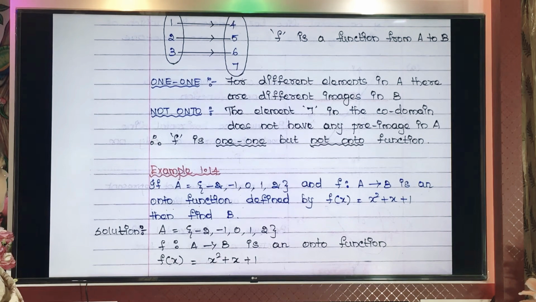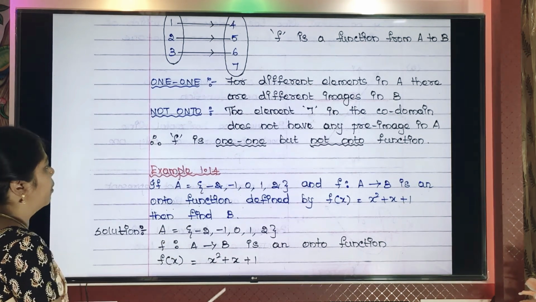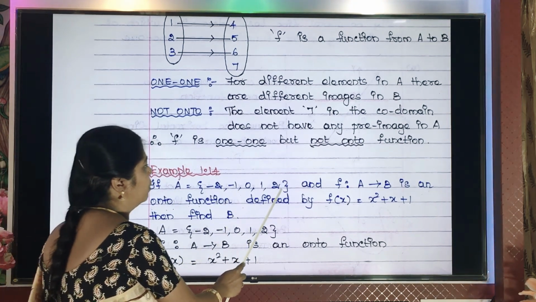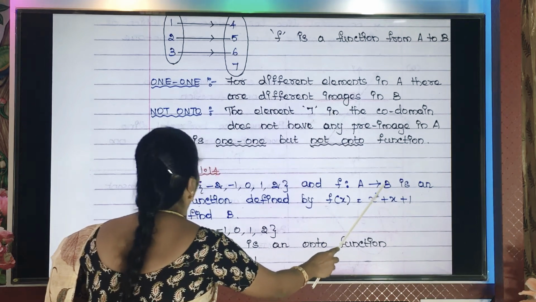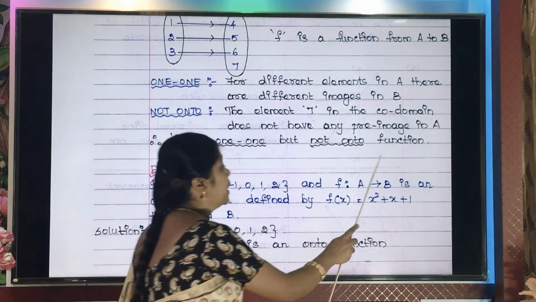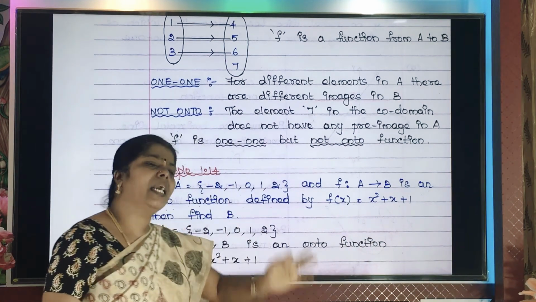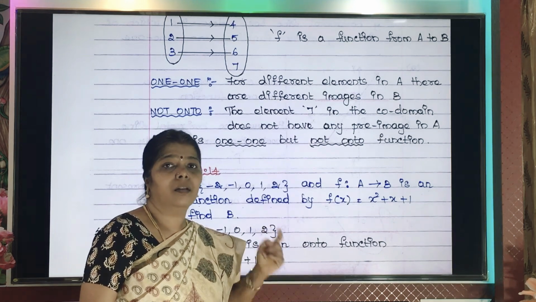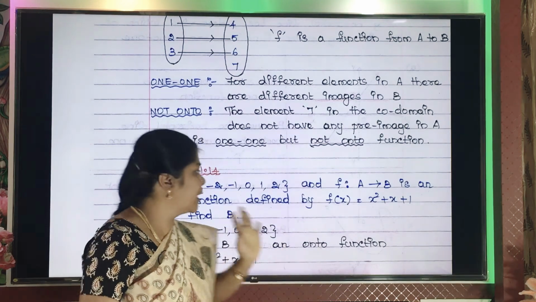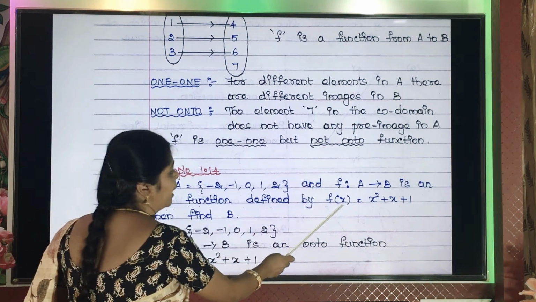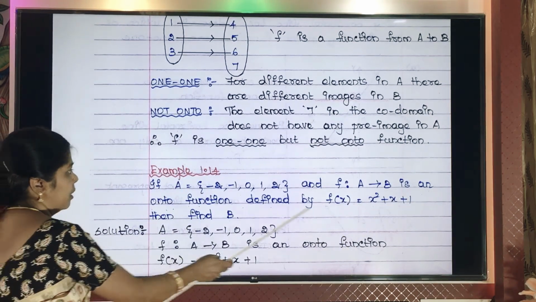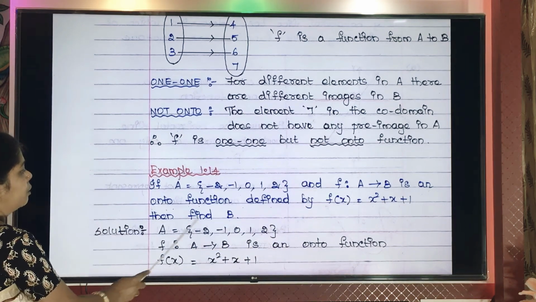Now going into the next example, example 1.14. Here again the elements of set A are -2, -1, 0, 1, 2. f is a function from A to B. It is an onto function. Children please listen. Here they themselves have told that f is an onto function. This is the hint you should remember. The function is defined by f(x) = x² + x + 1. If this is the function defined, we need to find B.